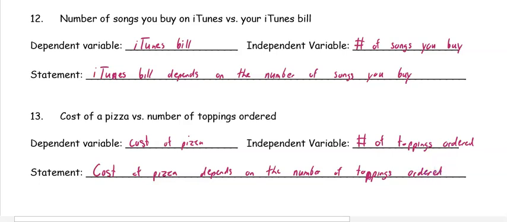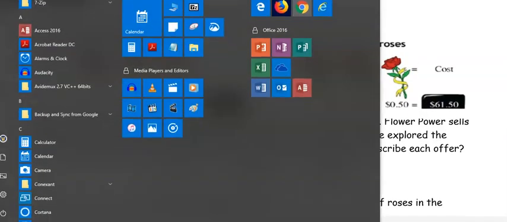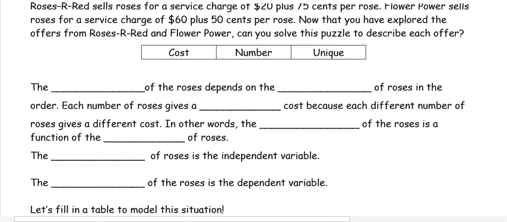So let's take what we've talked about today and look at a situation that we'll look at for the next couple of days. We have two flower companies that are selling roses: Roses Are Red and Flower Power. Roses Are Red sells roses for a service charge of $20 plus 75 cents per rose. Flower Power sells roses for a service charge of $60 plus 50 cents per rose. Now that we've explored the offers, let's see if we can figure out our puzzle here.